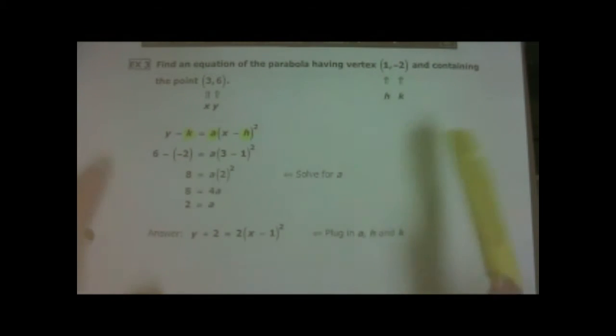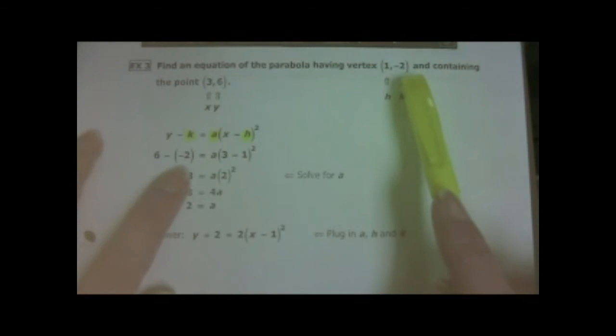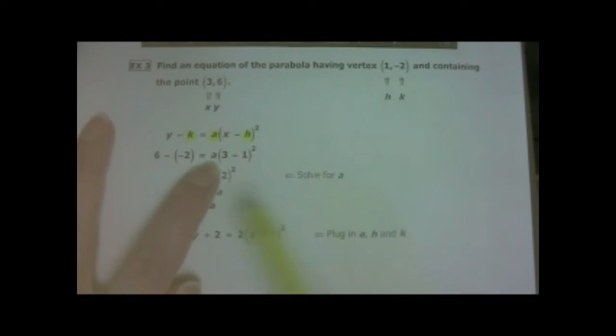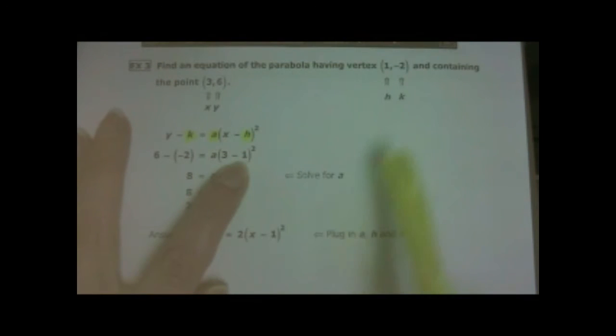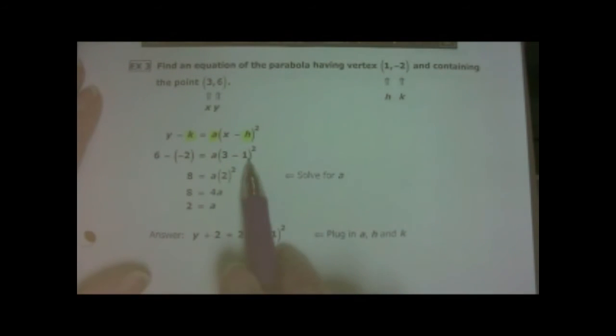So I have 6, which is y, minus negative 2, which is k, equals a. So that's the only variable left. (x is 3 minus h, which is 1) quantity squared. And all I have to do is do the math. 6 minus negative 2 is the same as 6 plus 2, which is 8. 3 minus 1 is 2, quantity squared is 4. So I have 8 equals 4a. Divide both sides by 4, and I get a is 2.